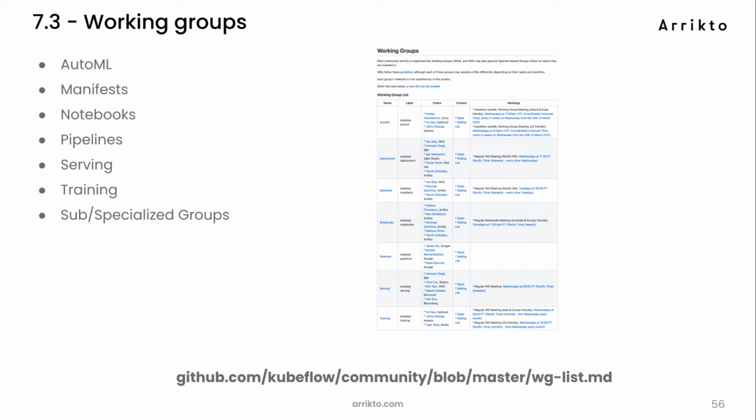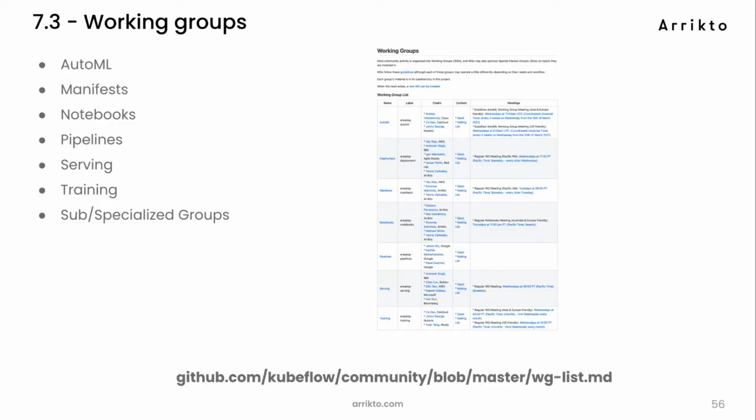The working groups roughly align with some of the components, but the main working groups are: AutoML, manifests, notebooks, pipeline, serving, and training. There are also some smaller, specialized groups that tackle very specific things, whether it be the website or community activities, etc.